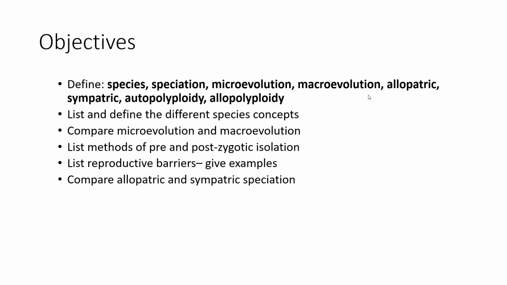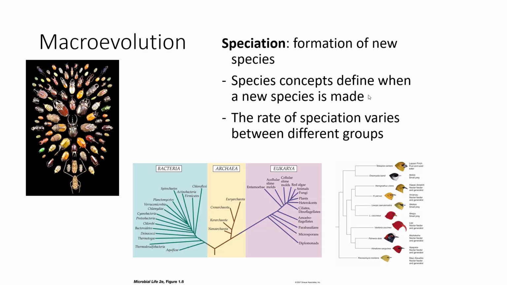Compare microevolution and macroevolution. List methods of pre- and post-zygotic isolation. List reproductive barriers and give examples. And compare allopatric and sympatric speciation.